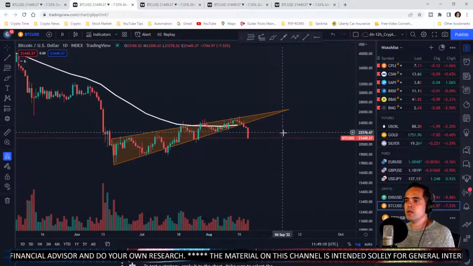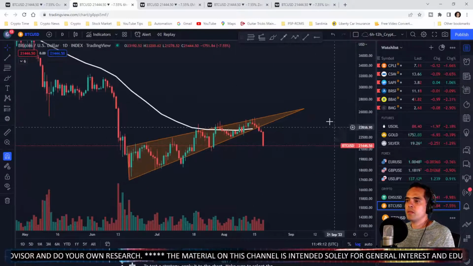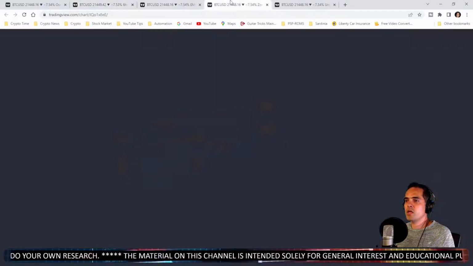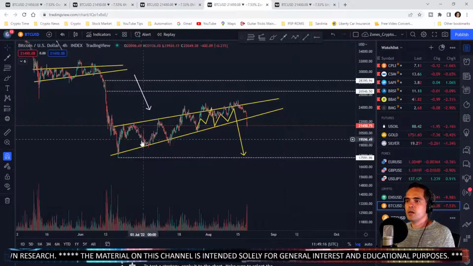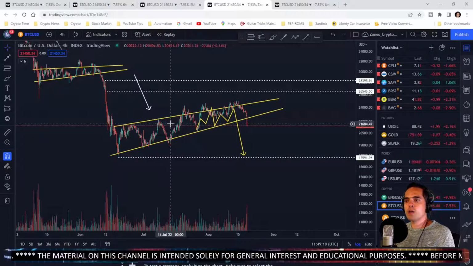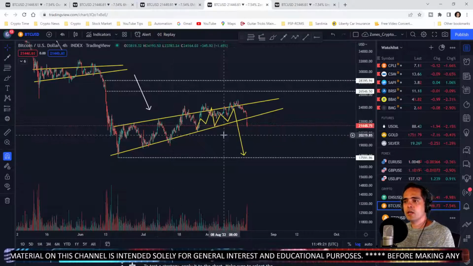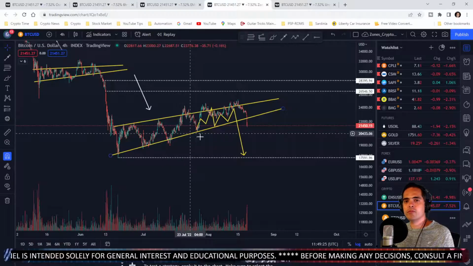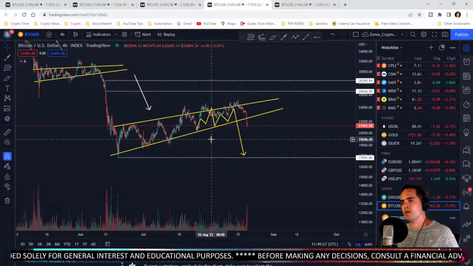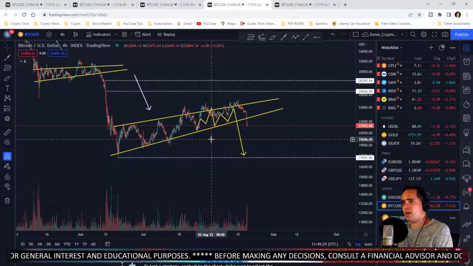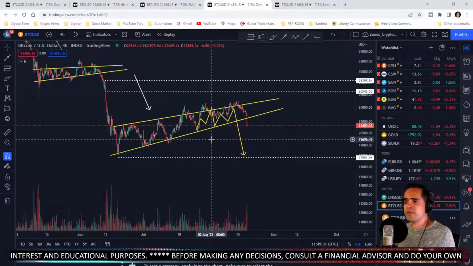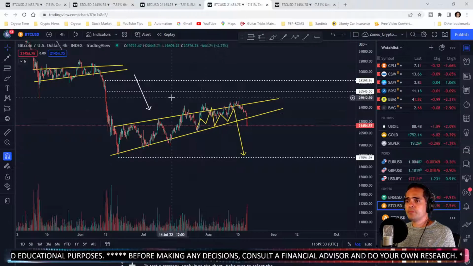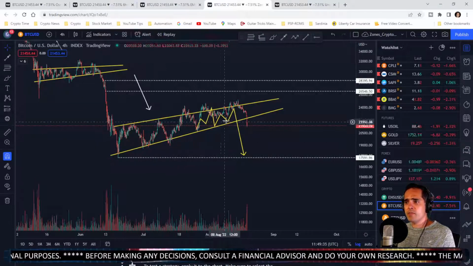Okay, so here we have this pattern, and if I change here, this now is the 4 hour chart. I left these drawings for several days now. I drew this here and I left it, because here we have the pattern again.